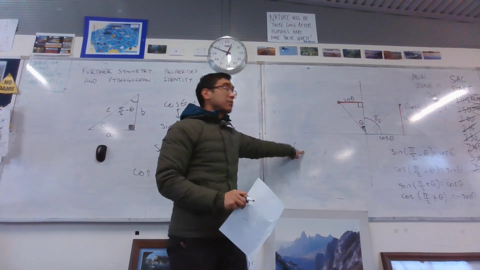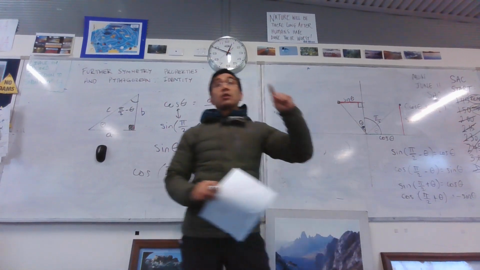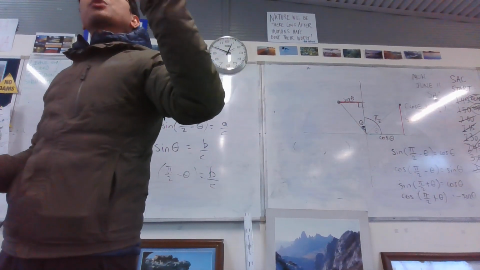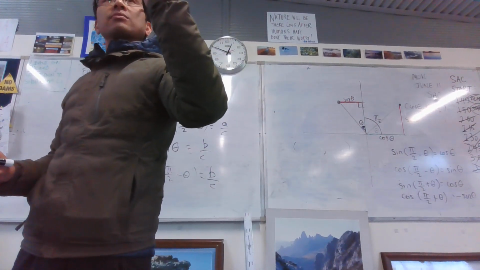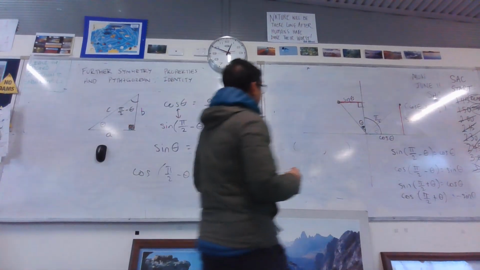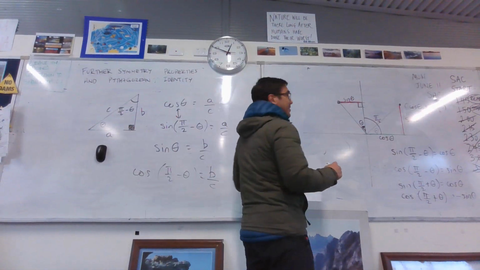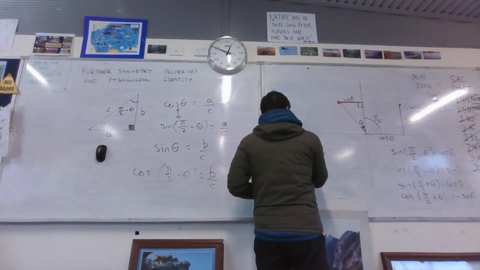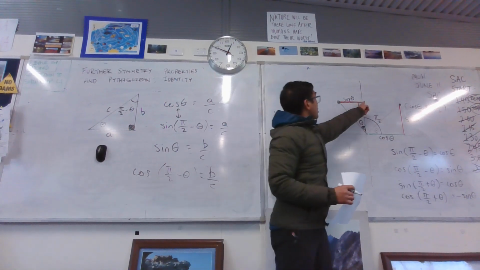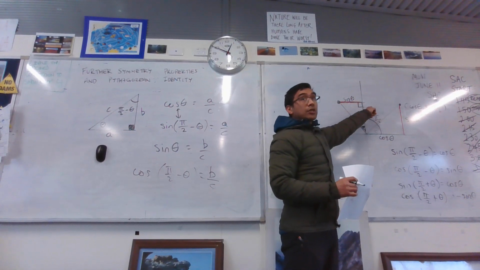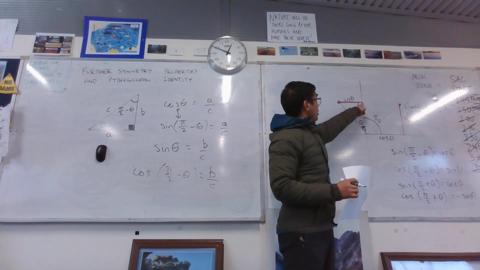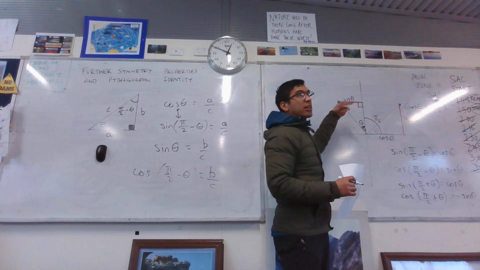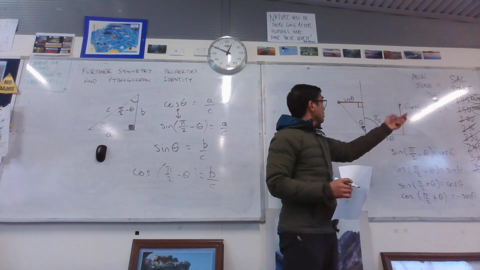Can someone tell me, this new point here, what's the x coordinate? How can we rewrite this x coordinate? Gabe? There'll be a negative sine theta. Why is it negative? Because it's in the second quadrant. So this reads as a negative x value.